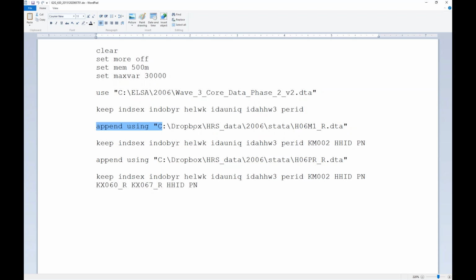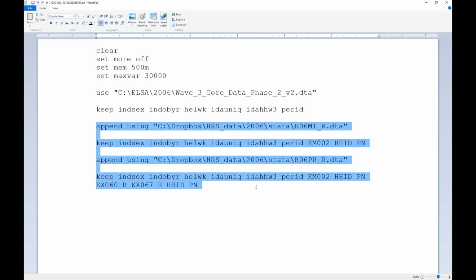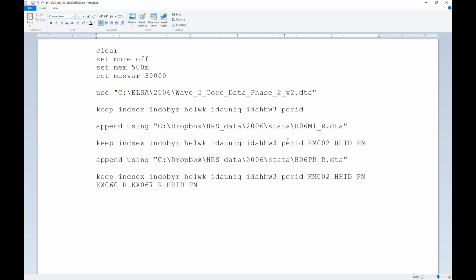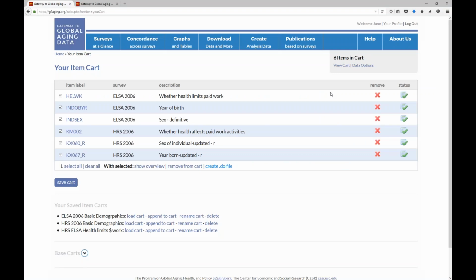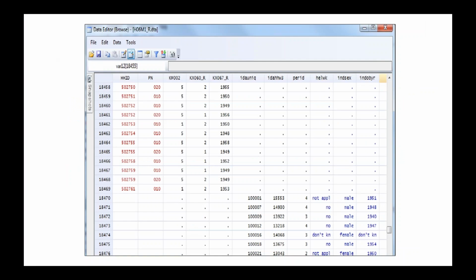We then append with the HRS data and keep those important files, and then append with another HRS data file and keep those files. And so if we ran this in Stata, our result would be this data set that we have here. So you can see we've got the HRS data here in the top left, and we've got the ELSA data here in the bottom right. Kind of the variables of most important interest here are KM002 for the HRS, and it looks like we have 1s and 5s, so that's probably a yes and a no here for the HRS. And we've got our HELWK from ELSA, and it also looks like it has value labels applied here.